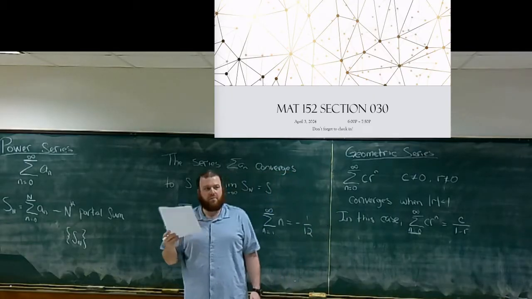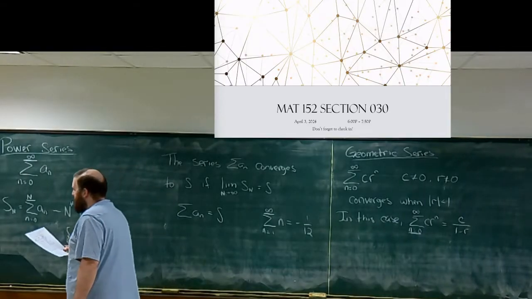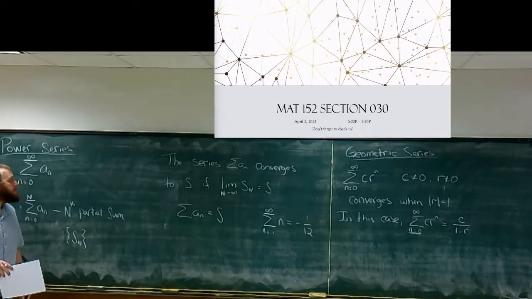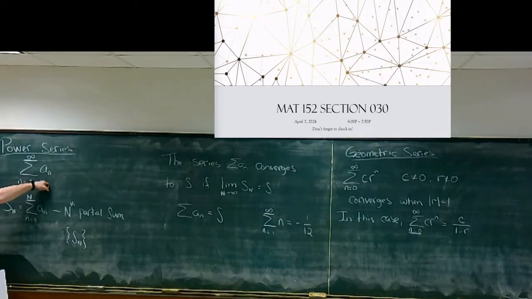Another important property of series. The first finite amount of terms does not affect convergence. So if I have a series that converges, and I take away the first 100 million terms, it still converges. If I have a series that converges, and I add in 100 million terms, it still converges.